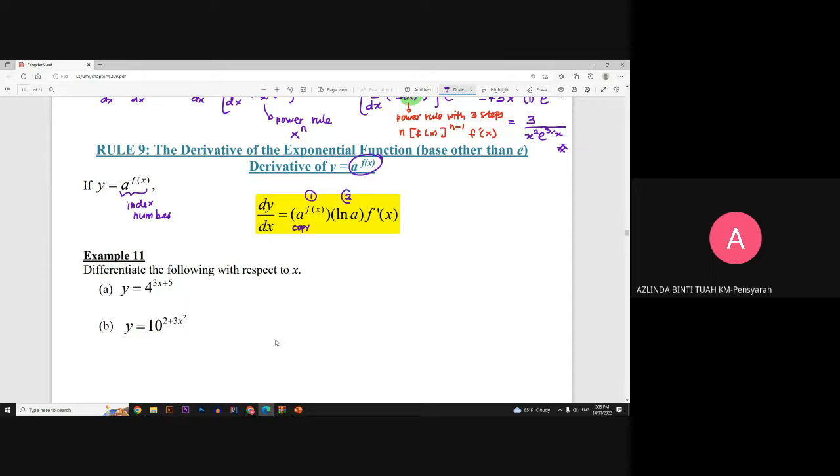Step tu, ln ataupun log, but usually we use ln. Ln the base. What is the base? The base is here. A yang besar ni. And the power is the fx. Okay. Since di bahagian power ini ada dia punya function x, so perlulah kita differentiate power.